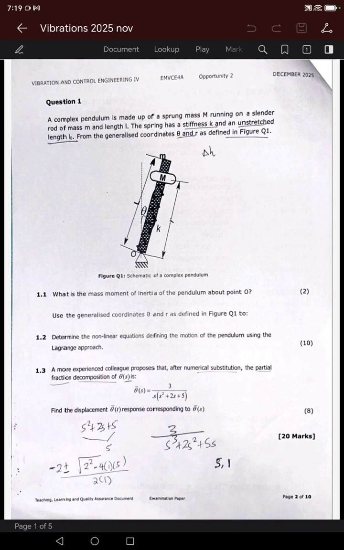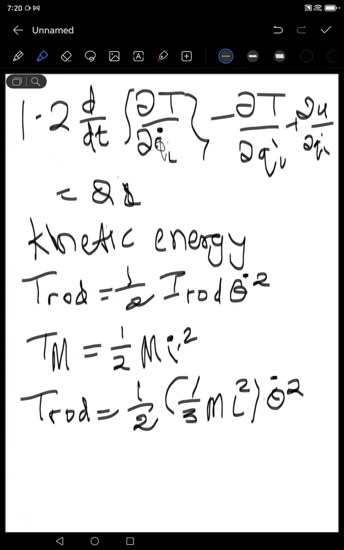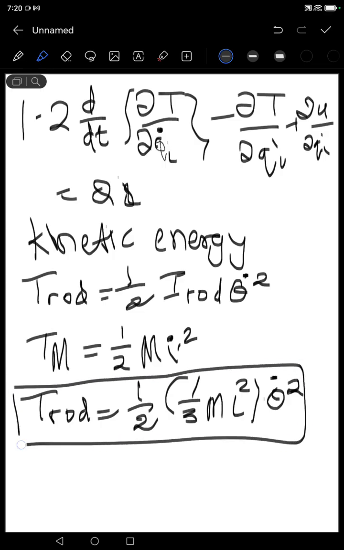I don't know if you still remember this, the right angle triangle. Let me show you what I'm talking about. Okay. Yeah, can you please show me? Yeah. So now we're done with the kinetic energy of the rod, okay?